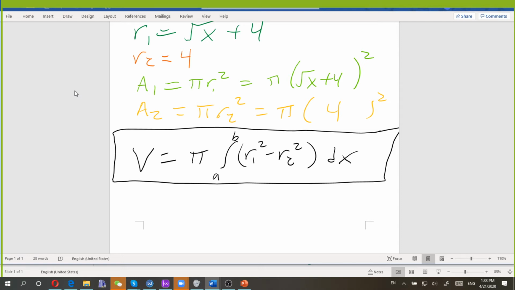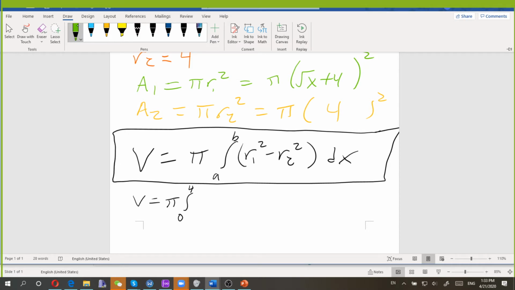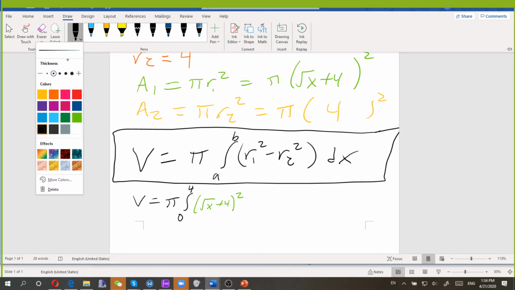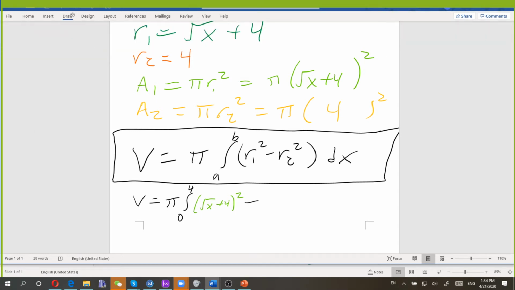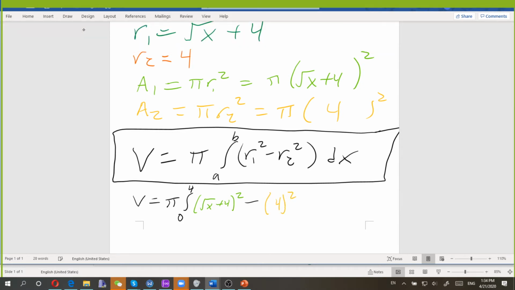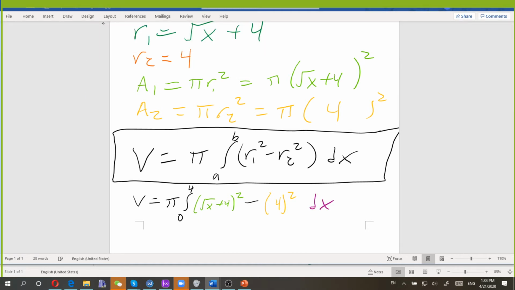Okay, so for us, this would be volume equals pi times the integral from our start point at x equals 0 to our end point at x equals 4 of r1, root x plus 4 squared, minus r2, 4 squared, times dx.